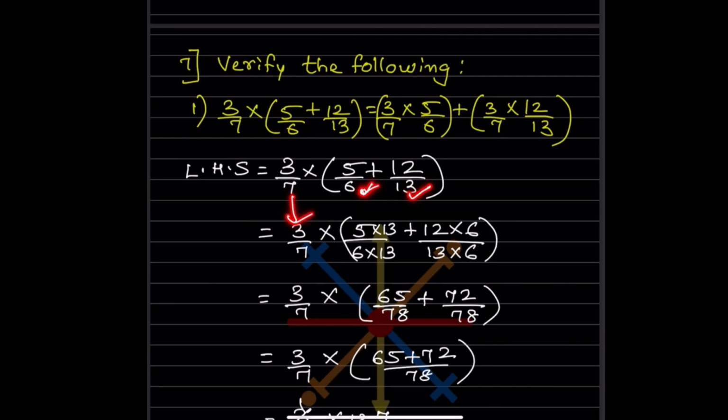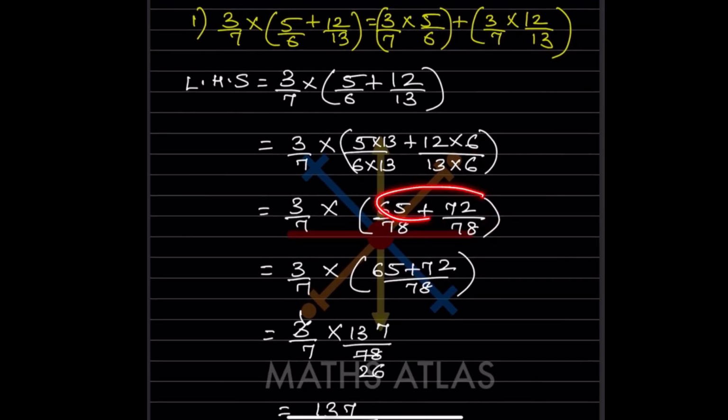So the denominators here, they are not the same. So we have to take the LCM. So what will be the LCM here? LCM is going to be 78. So here, this is what is written here. So that will be 65 by 78 plus 72 by 78. So this will be 65 plus 72 by 78.